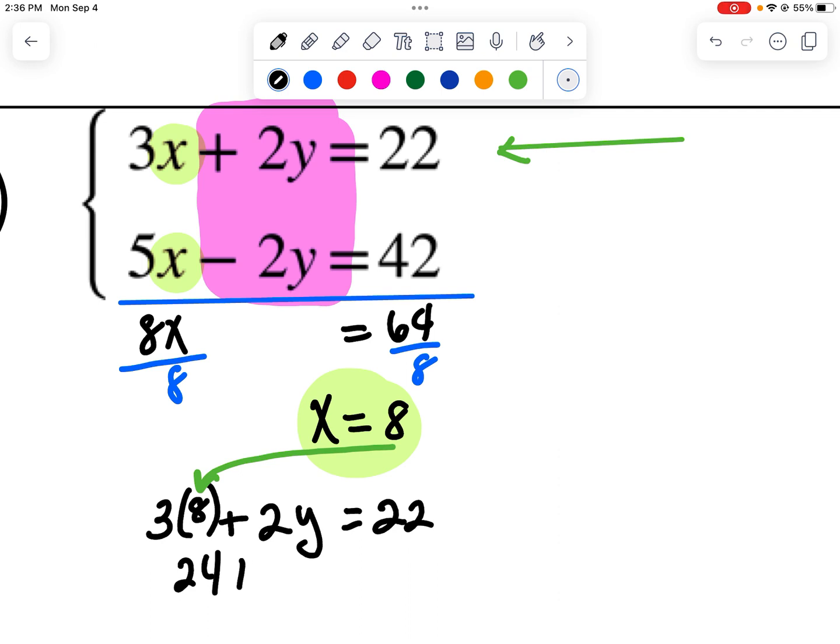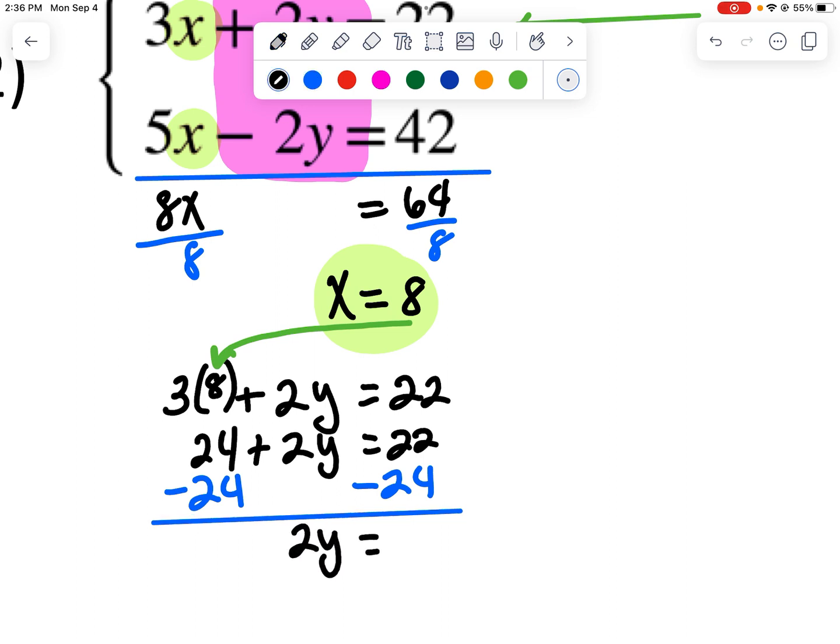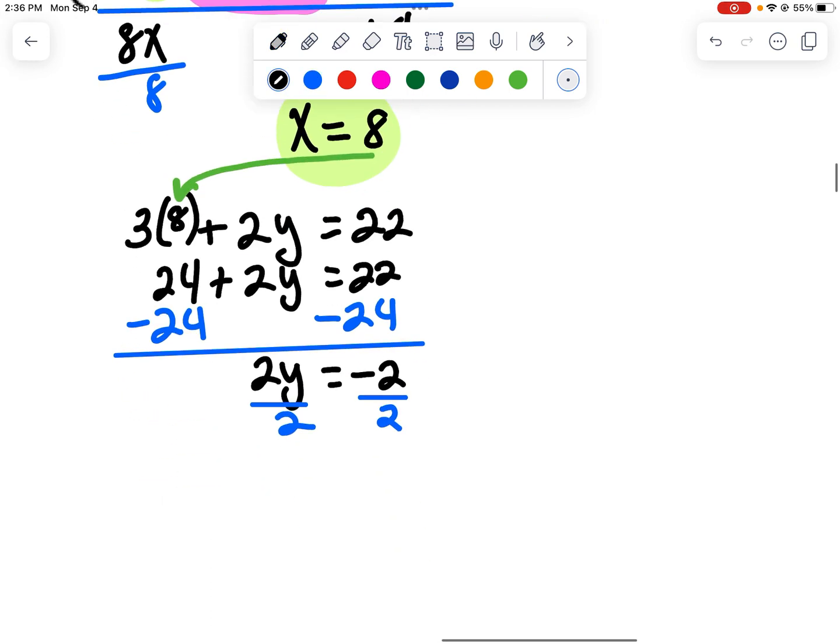24 plus 2y is equal to 22. Isolate 2y by subtracting 24 from both sides. We subtract 24 from both sides to isolate the variable term. The variable term is 2y. It equals negative 2. Isolate the variable by dividing by 2. Divide by 2. And that gets us y equals negative 1. So y equals negative 1. Our answer is an ordered pair. 8, negative 1. Voila. Done.